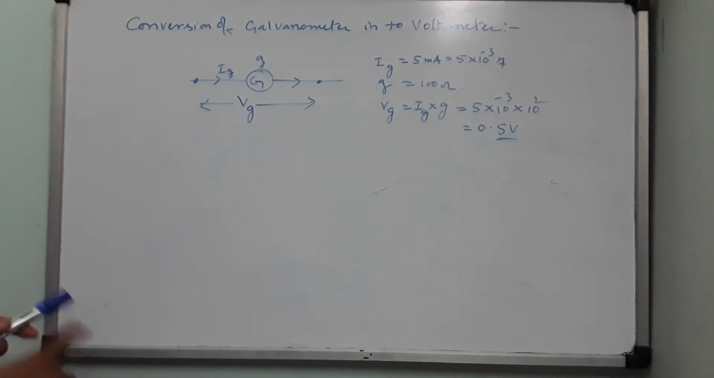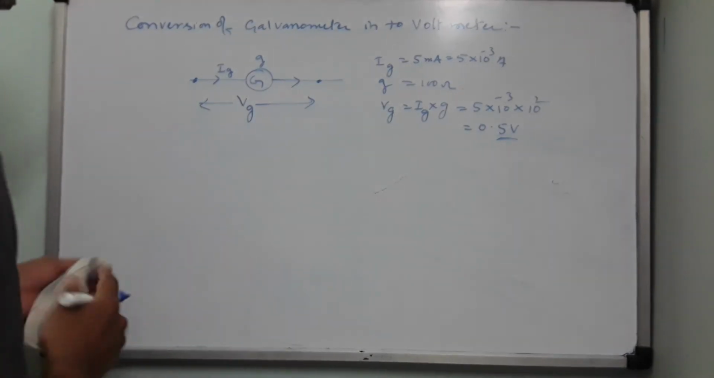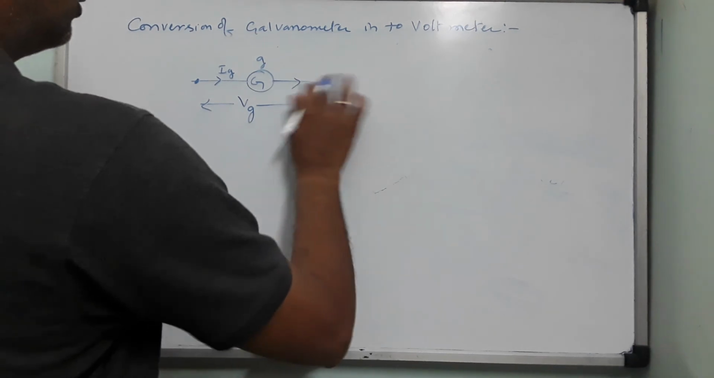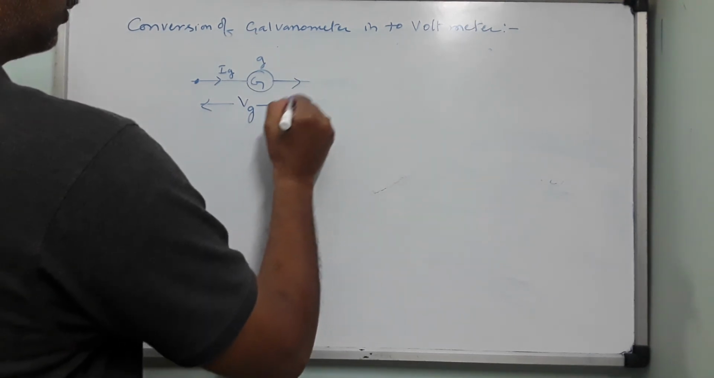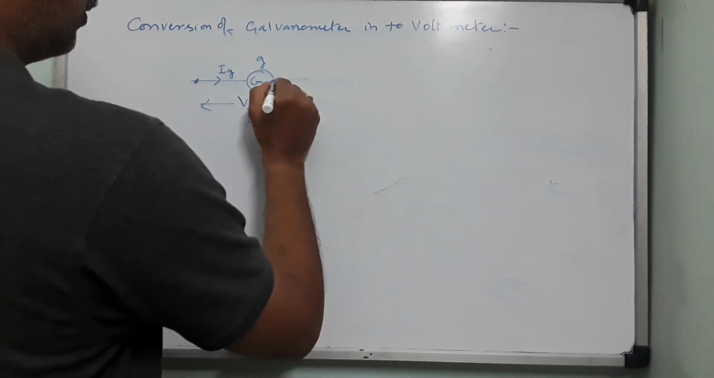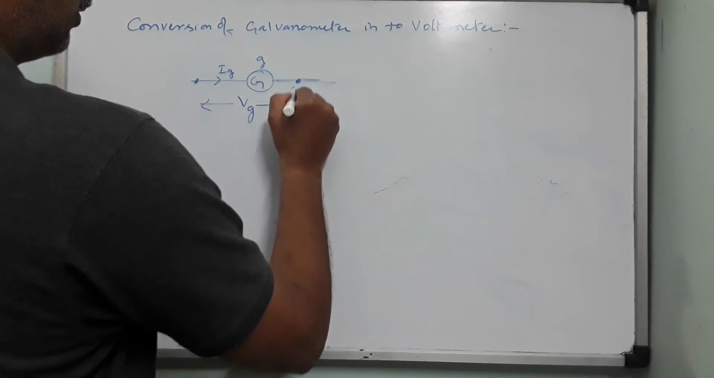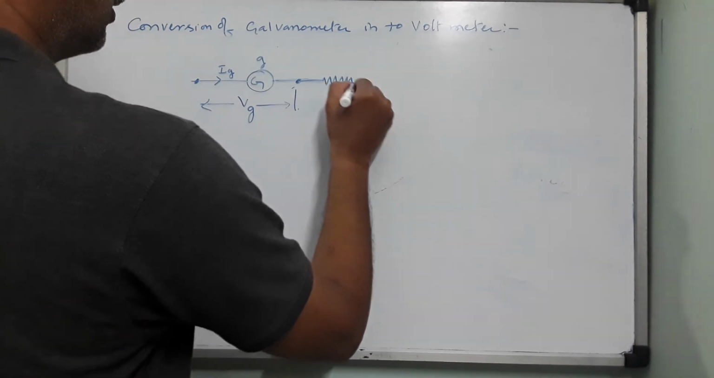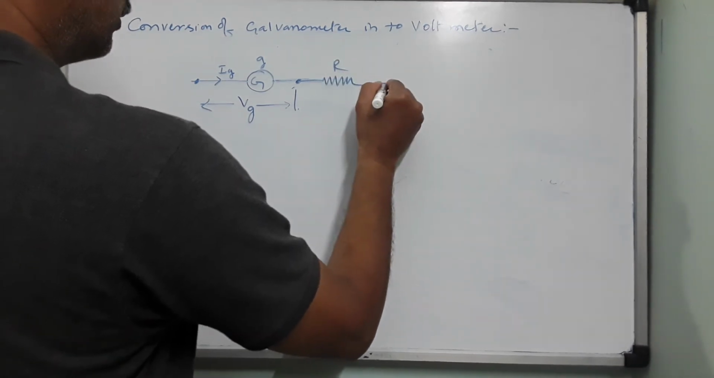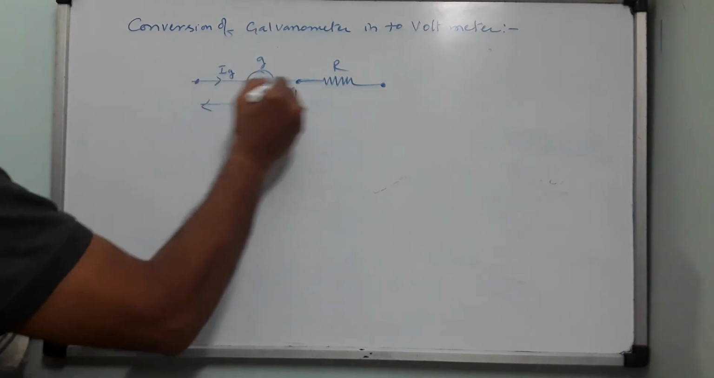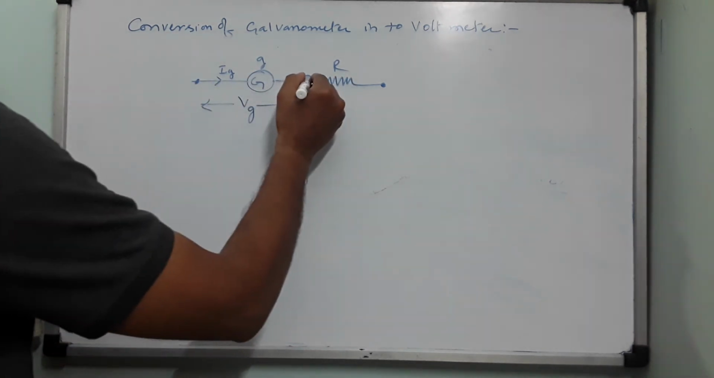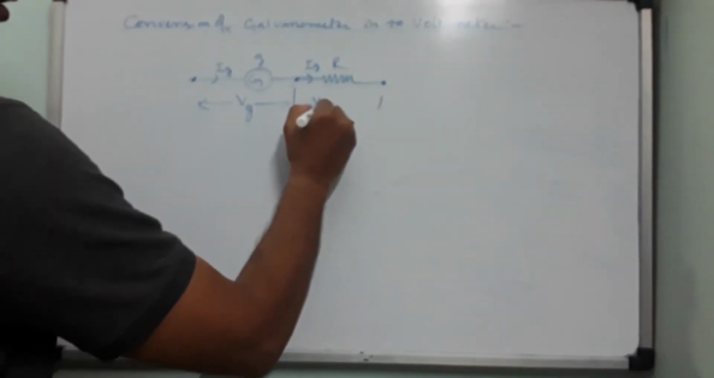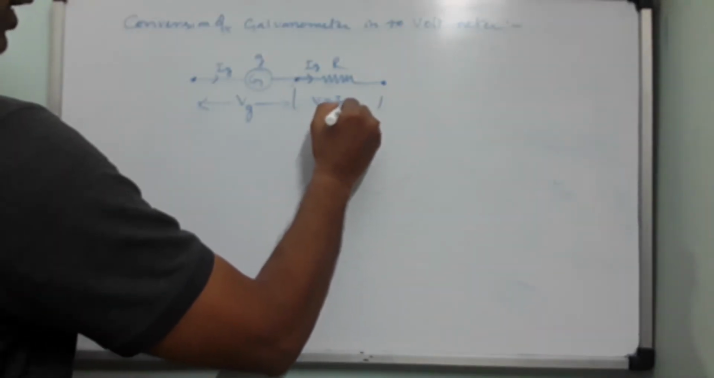Then what do I do? I connect a large resistance in series. So here I take a large resistance in series. Now as these two are in series, children, the same current will flow here. So this is Ig. Now between these 2 points you have the voltage across the resistor, V equals Ig into R.